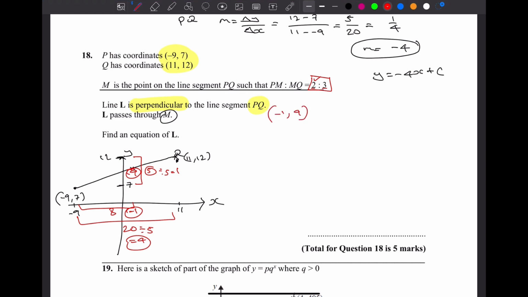Okay, and substitute that coordinate back in. So what do we get? y is 9 equals minus 4 bracket minus 1 plus c. That's 4, so to cancel the 4, minus 4. c makes it 5. So y equals minus 4x plus 5. Finalize the equation. Simple.